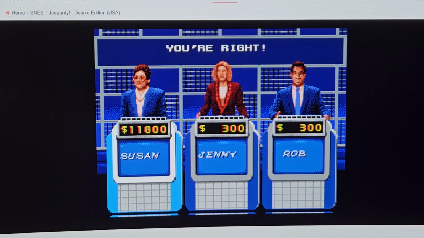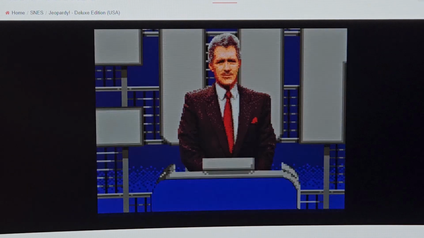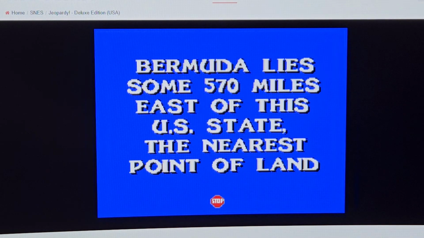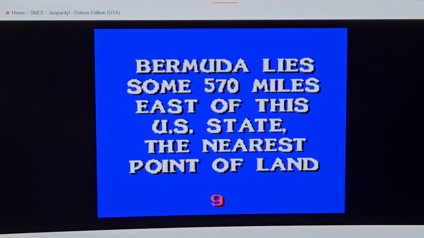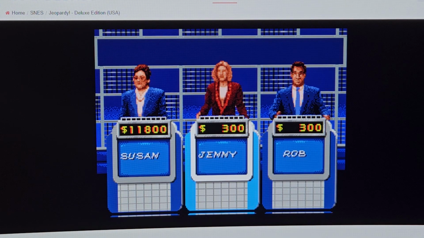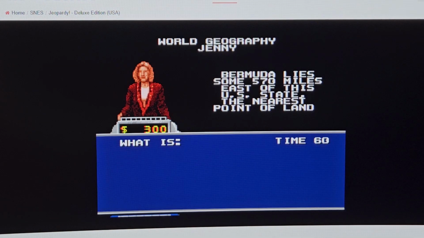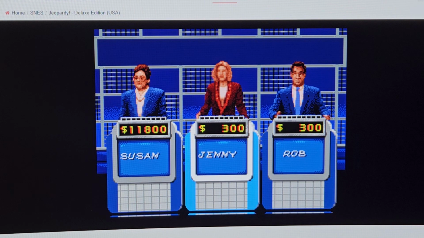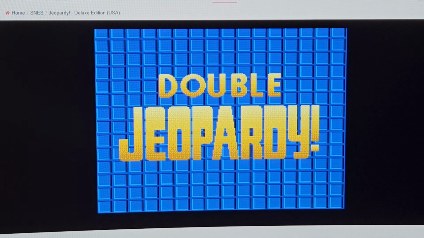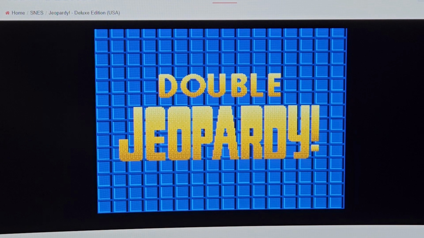And now the last clue, the answer is to break the tie. Bermuda lies some 570 miles east of this U.S. state, the nearest point of land. Jenny. What is North Carolina? Yep. So Susan has 11,800, Jenny 800, Rob 300. He's going first in Double Jeopardy.